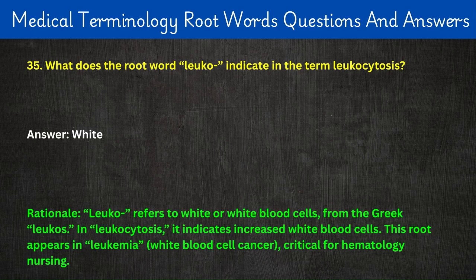Leuco- refers to white or white blood cells, from the Greek leukos. In leukocytosis, it indicates increased white blood cells. This root appears in leukemia, white blood cell cancer, critical for hematology nursing.